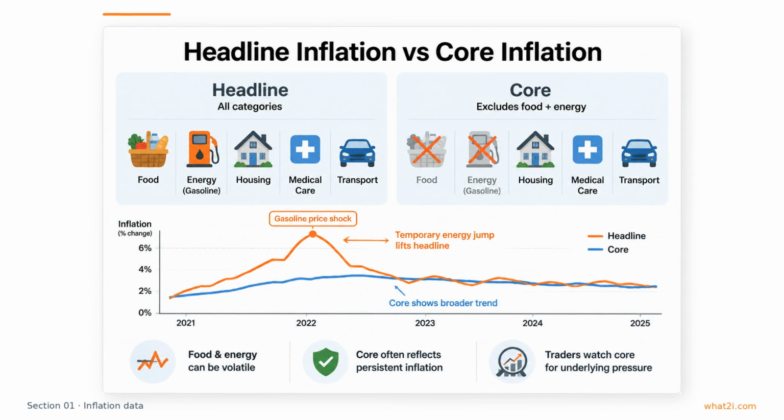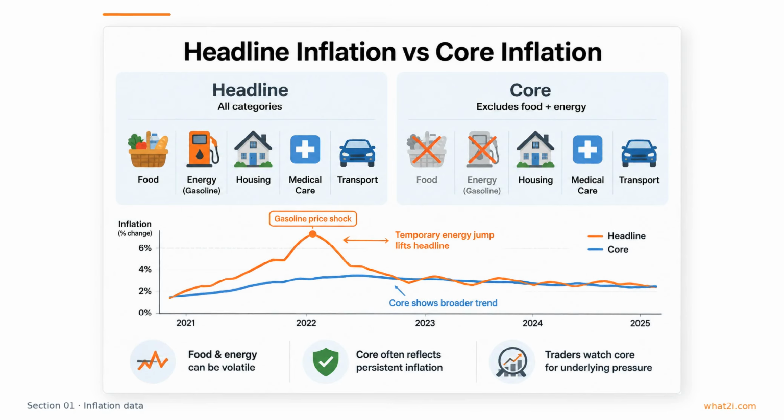Core inflation is watched closely because it often gives a cleaner read on whether price pressure is becoming persistent across the economy. If gasoline spikes for a month, headline inflation may jump even though the deeper trend has not changed much. On the other hand, if core inflation stays firm, markets may worry that inflation is more embedded and harder for central banks to bring down. That is why traders often react more strongly to a core surprise than to a temporary headline move.